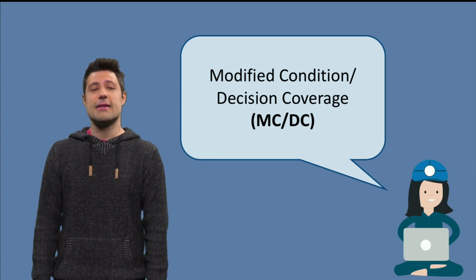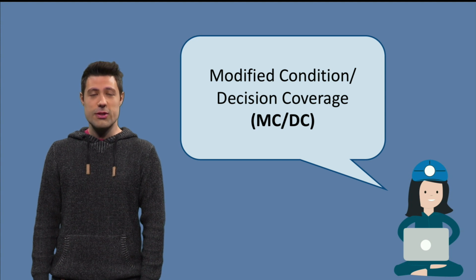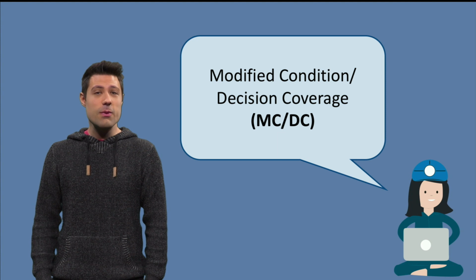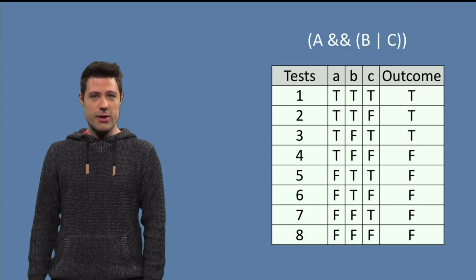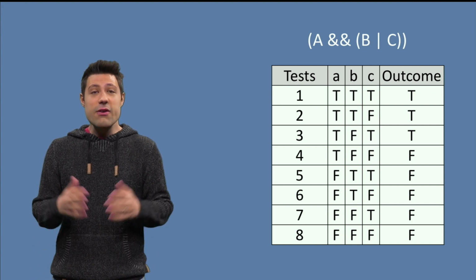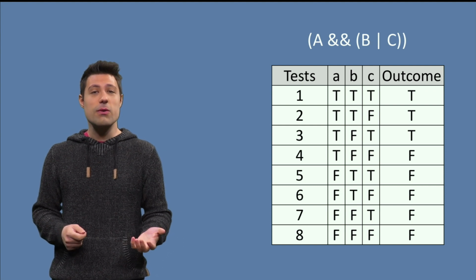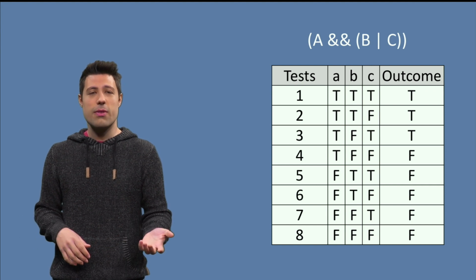There's a way indeed. Let's now study what we call modified condition decision coverage, or MC/DC. Let's go back to our example with 3 conditions. And that's the truth table we have for this logical expression. If the 3 conditions are true, the outcome of this entire expression is true. If A and B are true, but C is false, the outcome is also true. And so on and so forth.